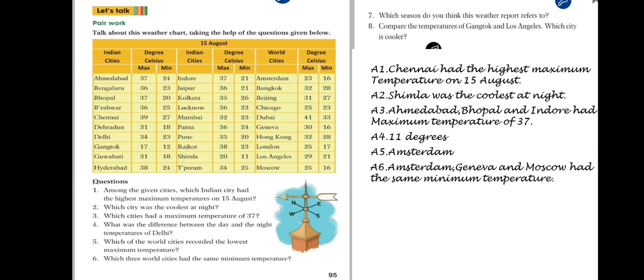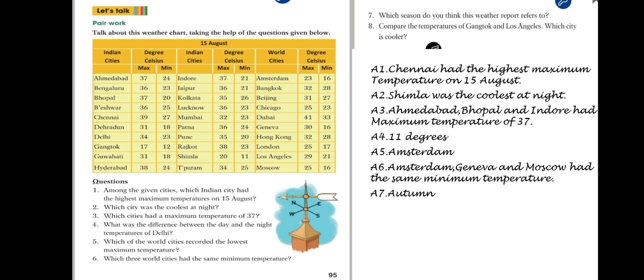Now the next, 7th question. Which season do you think this weather report refers to? So which season? So you have to find out the maximum and minimum temperature. As you can see, it's not the lowest, it's the minimum temperature. You will find out the difference, and I think it's the autumn season.